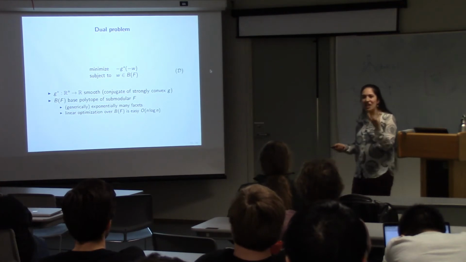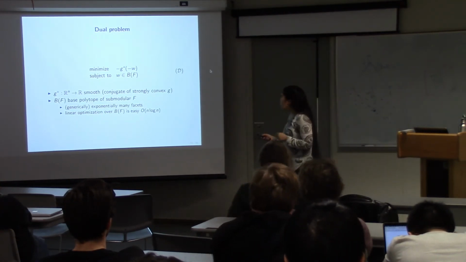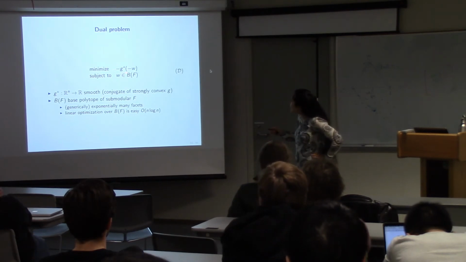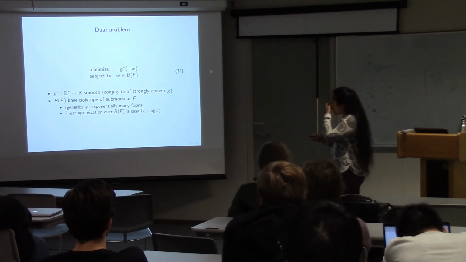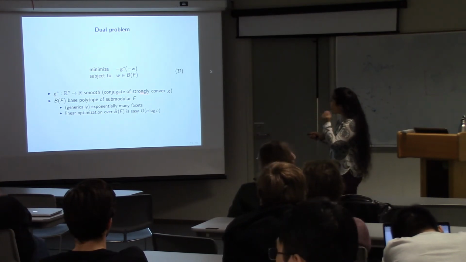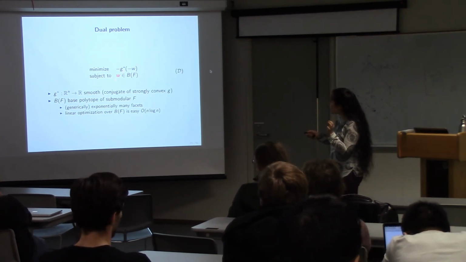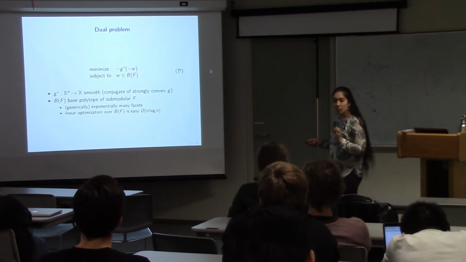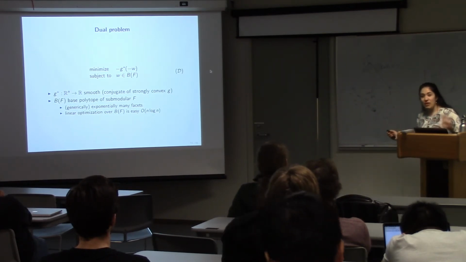Okay, so here's the way to see it. It uses a really pretty duality argument. Okay. So, look at the dual problem. The dual problem is to minimize the Fenchel conjugate of G over the base polytope. The conjugate of a strongly convex function is smooth. So this is the problem of minimizing a smooth function over a polytope. But it's a polytope with exponentially many facets, so it's still a problem you should be a little bit scared of.